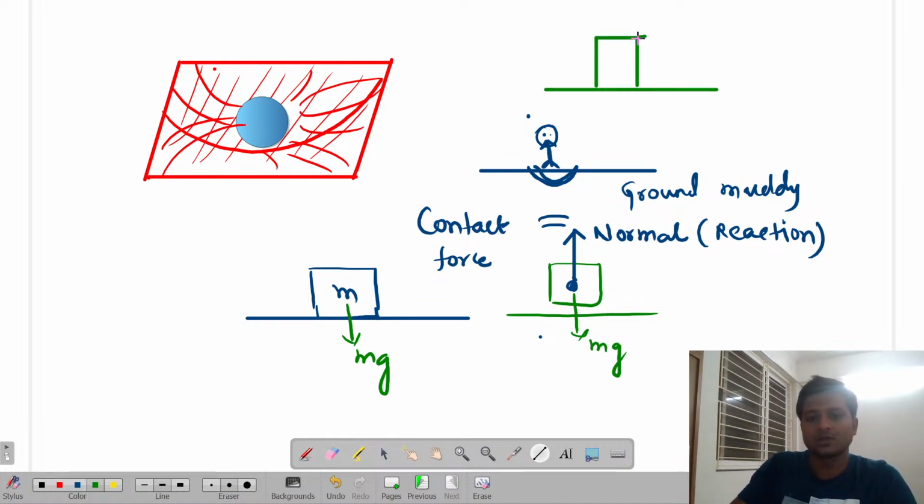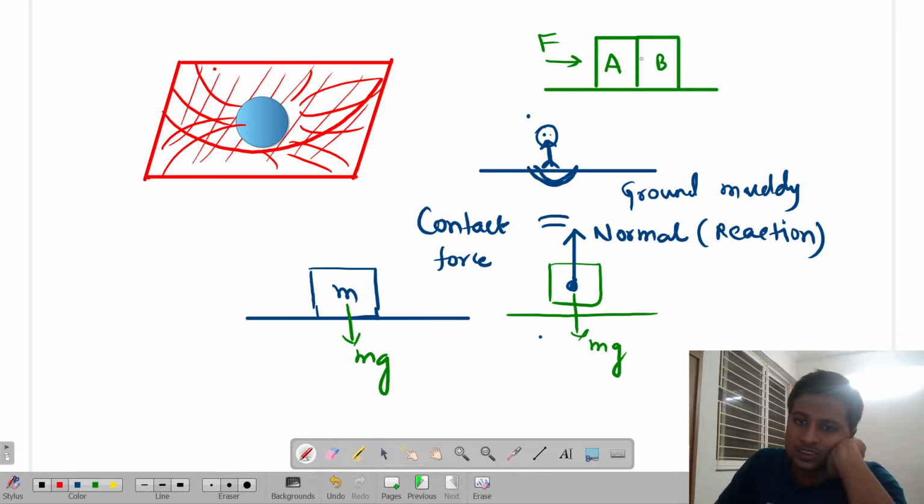Okay, let's suppose we place two blocks, A and B, facing each other, and apply a force on A. Once again, block A will try to push block B. So by what force will it push? Since there is no external force present here, block A will apply a contact force, and that contact force is called normal. Are you able to get me?